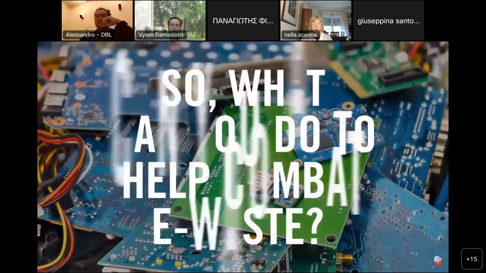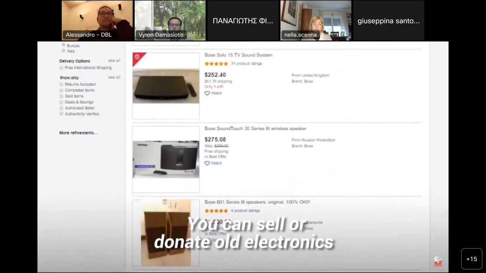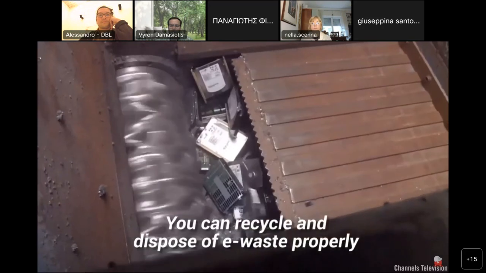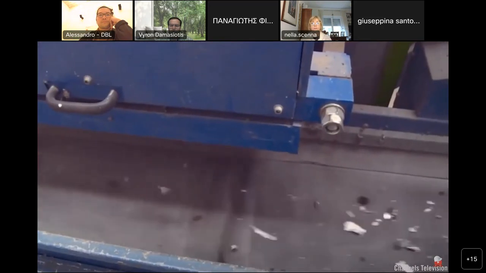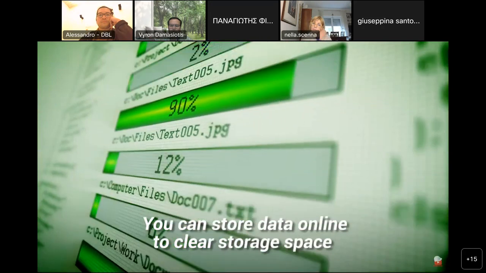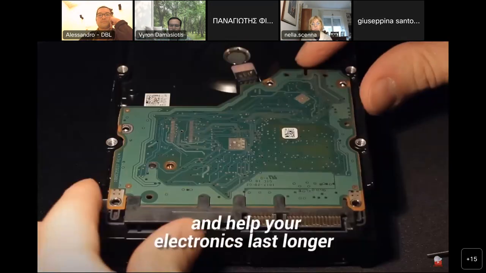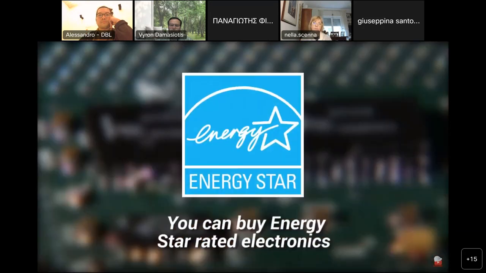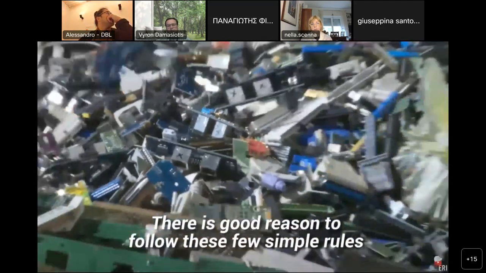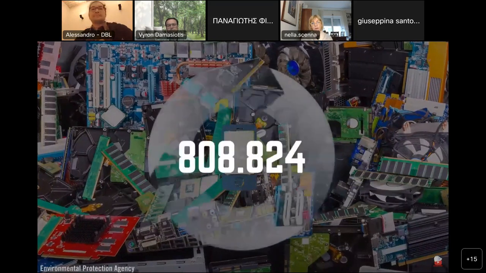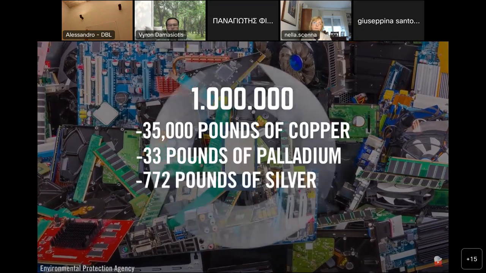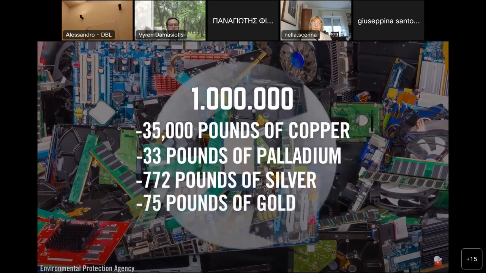So what can you do to help combat e-waste? You can sell or donate old electronics. You can maintain electronics properly so they last longer. You can recycle and dispose of e-waste properly. Before buying a new electronic device, consider repurposing an old one. You can store data online to clear storage space and help your electronics last longer. You can buy ENERGY STAR rated electronics. There is good reason to follow these few simple rules. By recycling 1 million cell phones, more than 35,000 pounds of copper, 33 pounds of palladium, 772 pounds of silver, and 75 pounds of gold can be recovered.